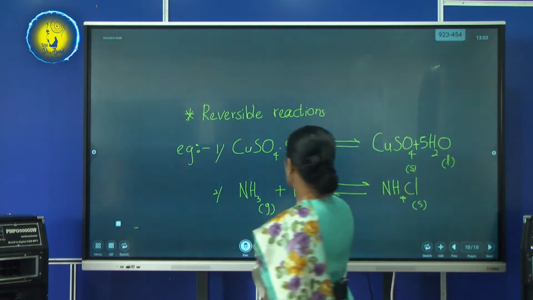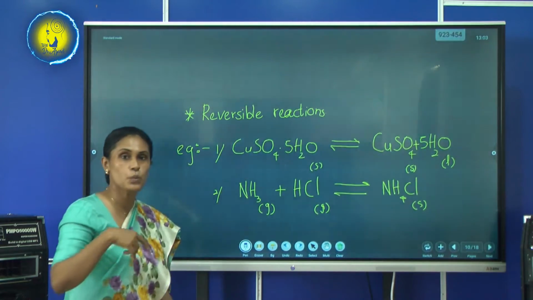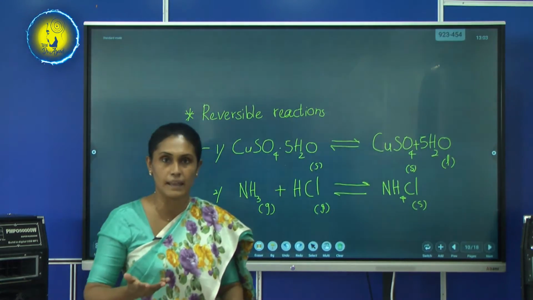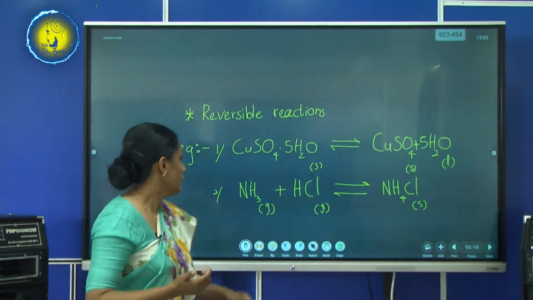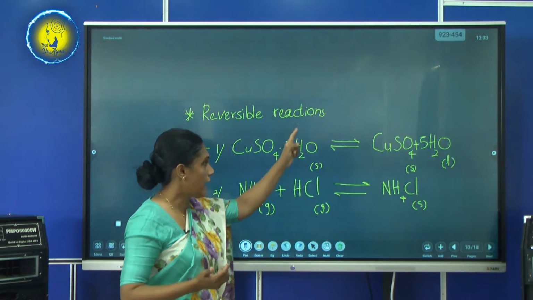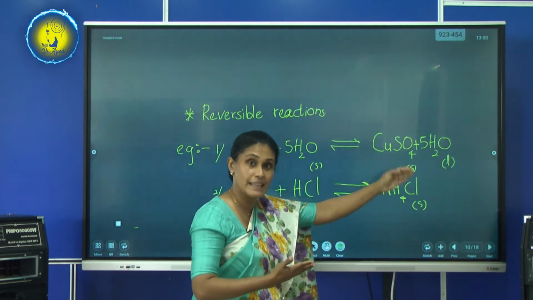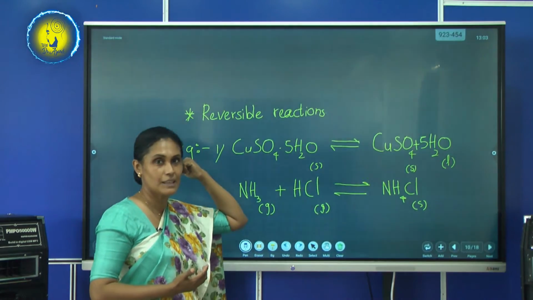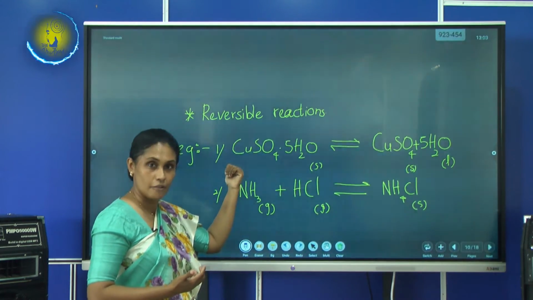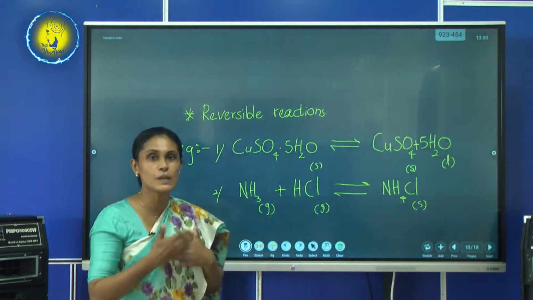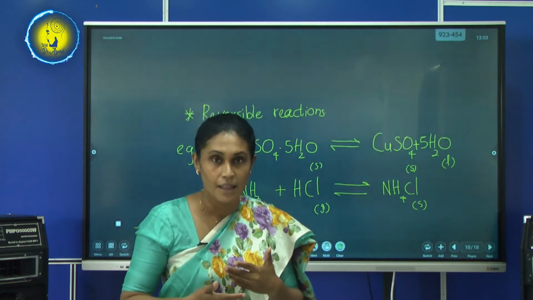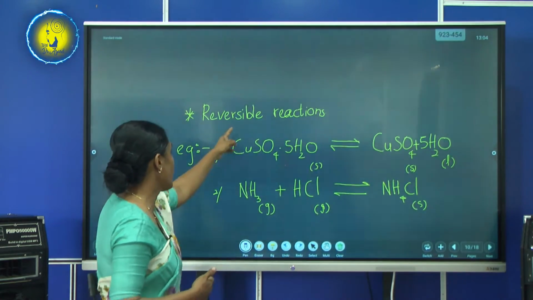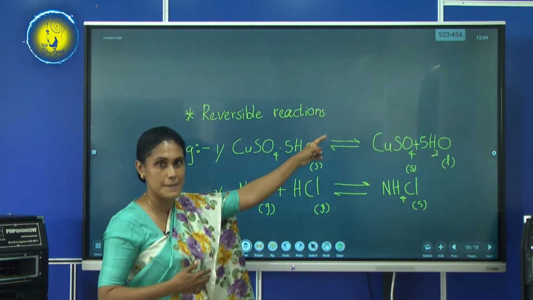But my dear children, this reaction will happen again and again. You can begin with this and end with that. Once again it starts or begins from this side and comes back to the initial stage. This will happen again and again. This sort of reaction is known as a reversible reaction.